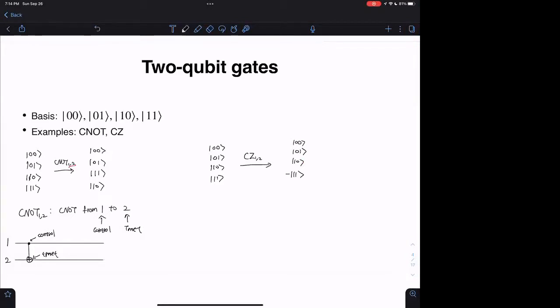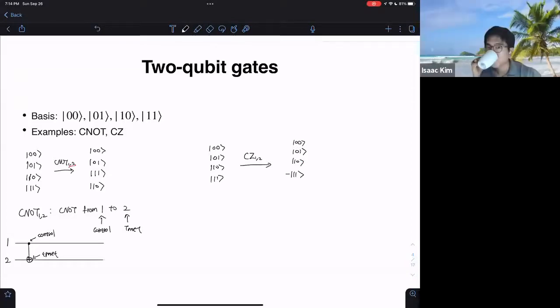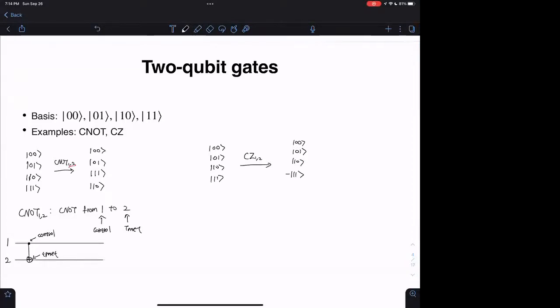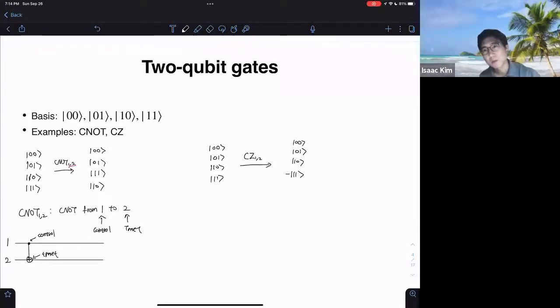Question? Yes. So obviously CZ is only a meaningful operation in the quantum system, whereas C naught is both classically and quantumly meaningful. That's right. So if you're not in a superposition, the CZ gate will act trivially.